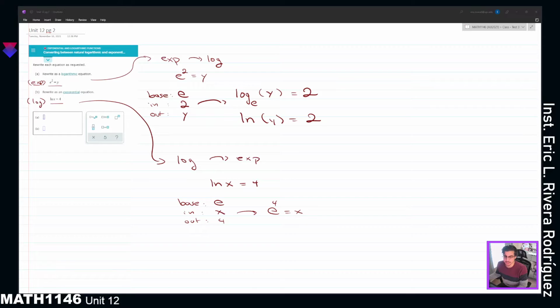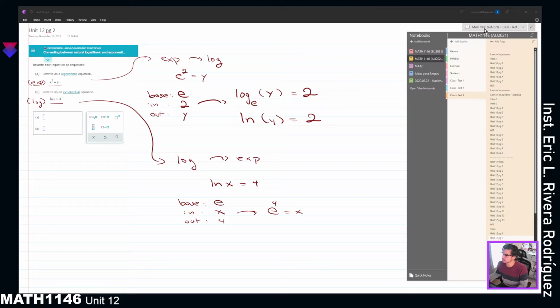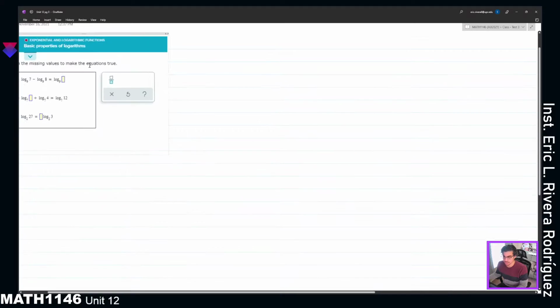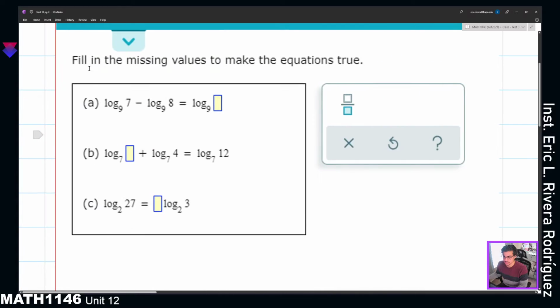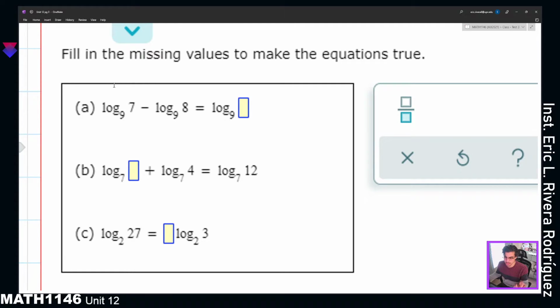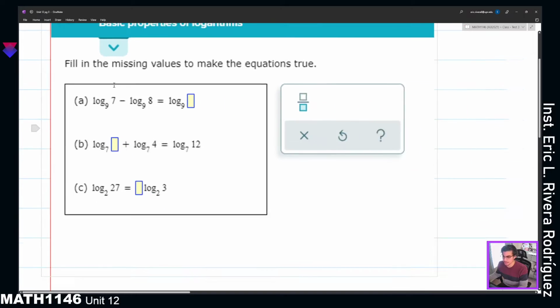Any question? On this exercise, we are going to use the properties of the quotient, the product, and the power property.